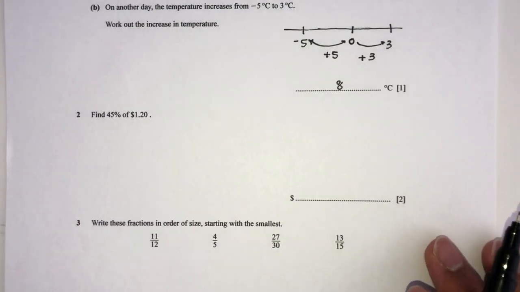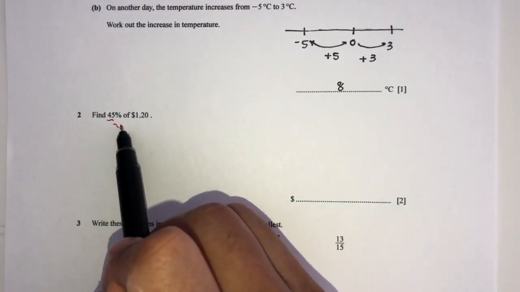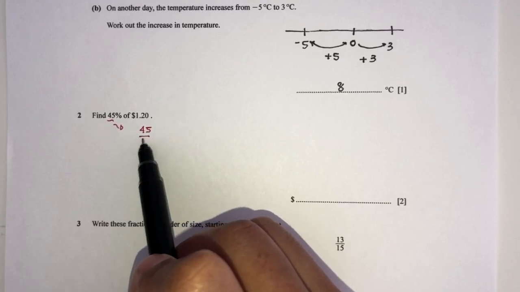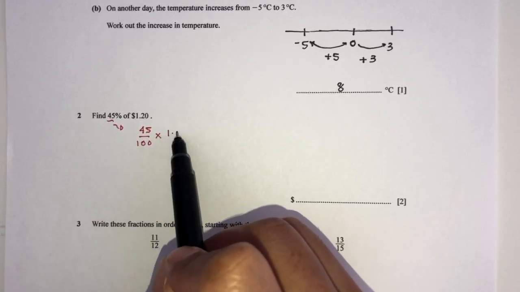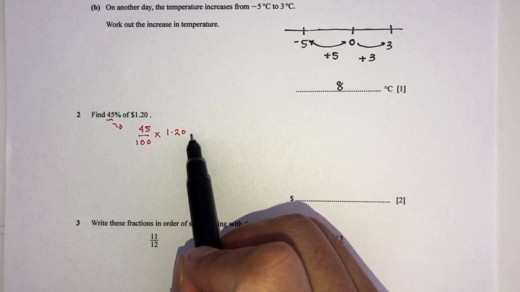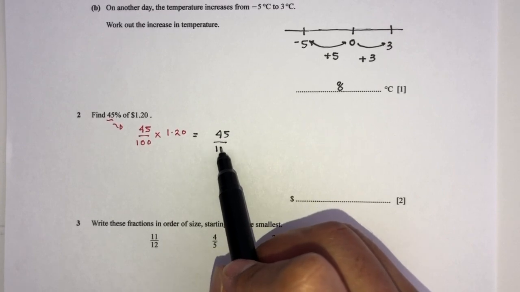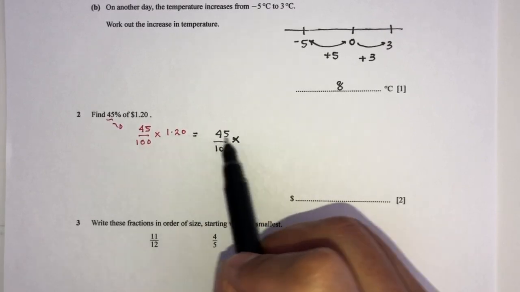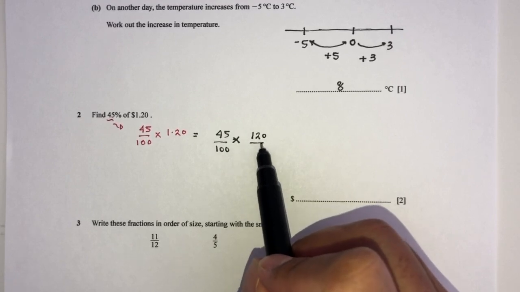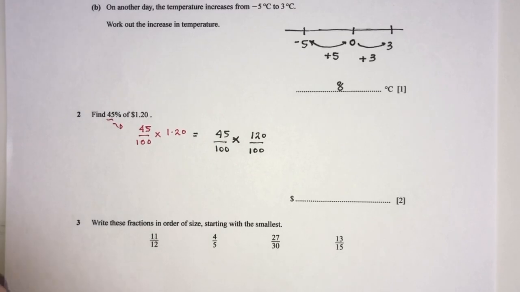Now for part 2, we have to find 45% of 1.2. Well, let's find out. So what is 45%? So another way of writing this, that will be 45 divided by 100 times 1.20. Now obviously we can simplify. We can try to rewrite this if you want to. Let's multiply. So what is 1.2? 1.2 is 120 divided by 100. We'll see if that's useful or not. It may be useful, it may not be useful, but we'll see what happens, right? So let's see what can be done.